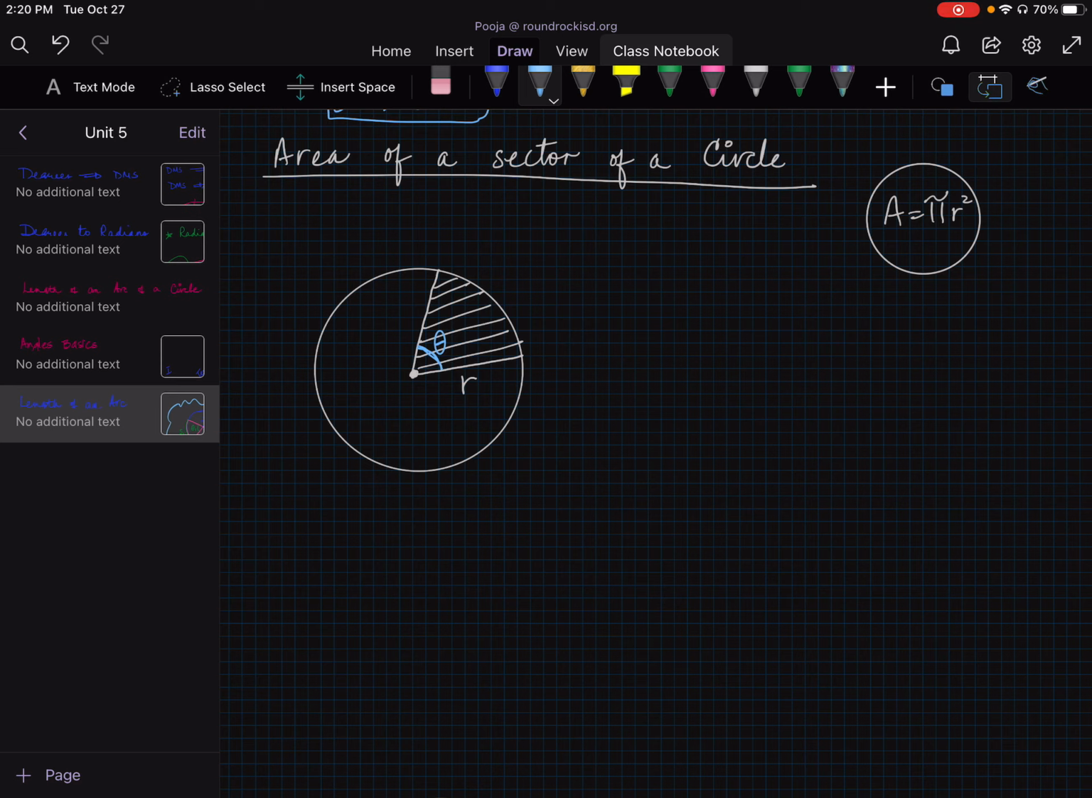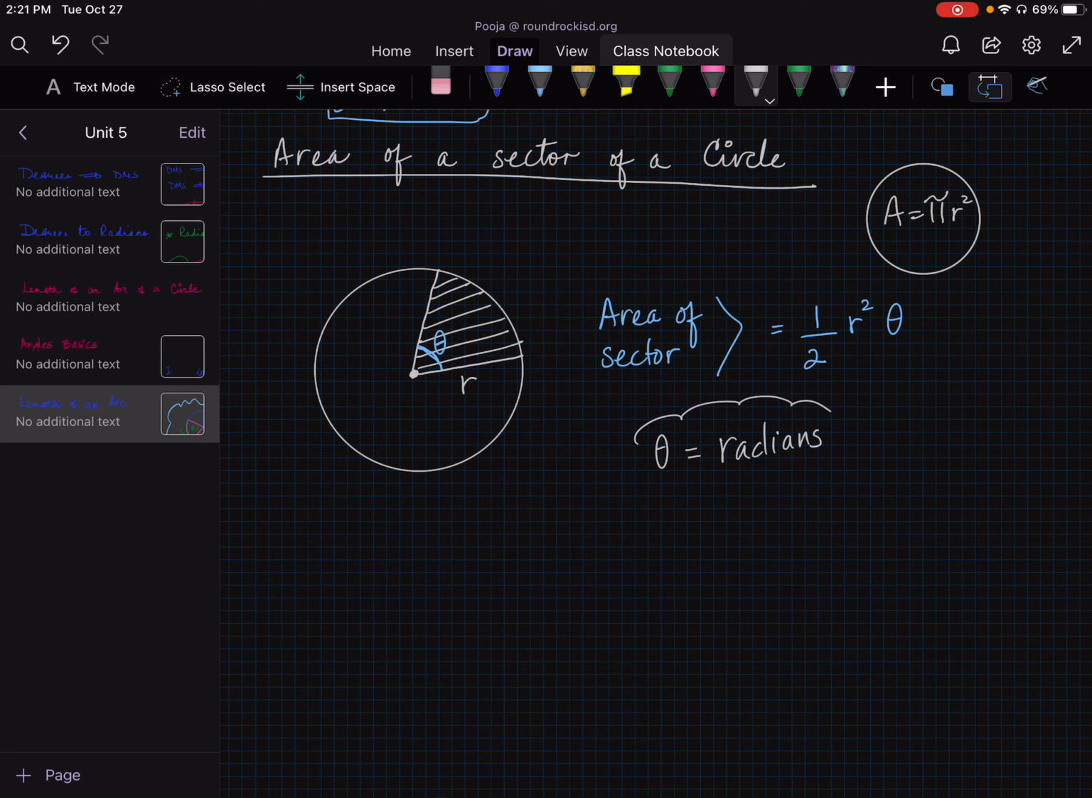So with our theta, our objective here is to find the area of this little section, or sector, of a circle. The formula is very simple: half times the radius squared, so take the square of the radius, times the angle that is made by the sector. Obviously that angle will be less than 360 degrees. Also keep in mind the big point: just like the length of the sector, theta has to be in radians, no degrees allowed. Keep that in mind.